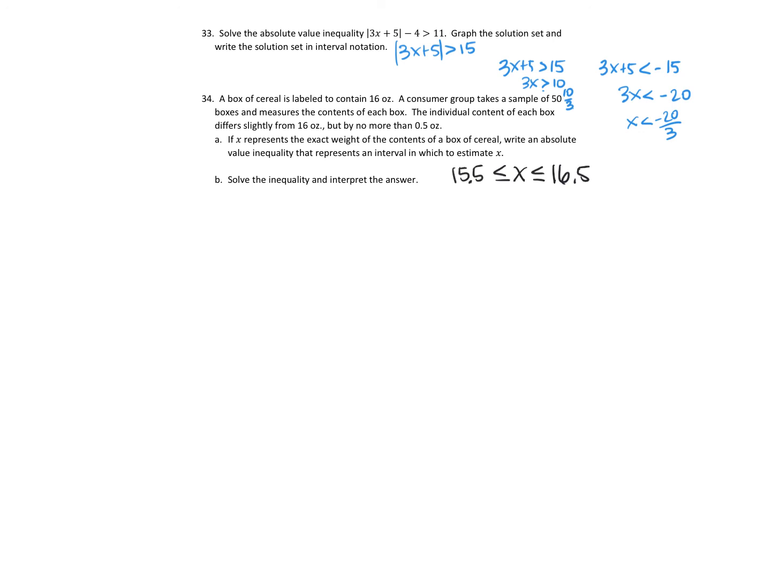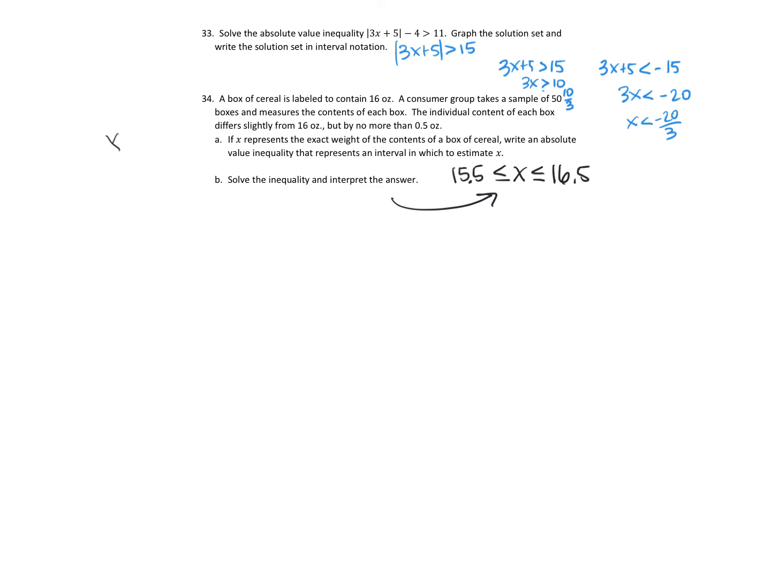Okay. Solve the inequality and interpret the answer. Okay, so I guess that's the solution. This is the answer to part B. Okay, so for part A, we want to say the contents of each box differ slightly from 16 ounces, but by no more than 0.5 ounces.